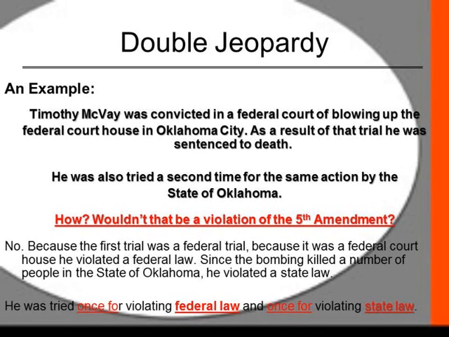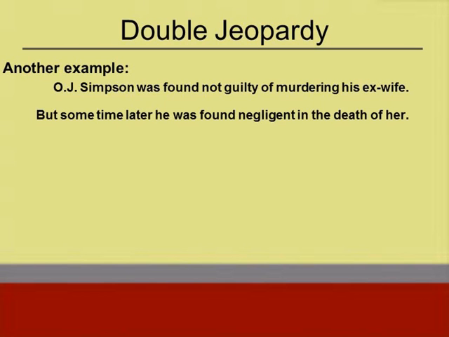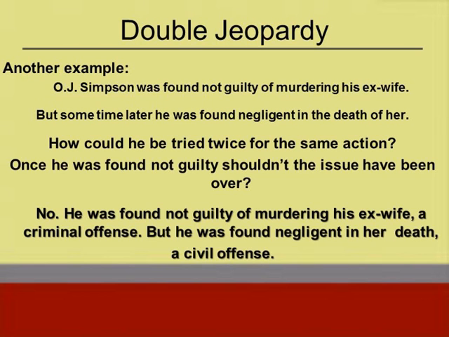Another example is O.J. Simpson. O.J. Simpson was found not guilty of murdering his ex-wife, which is a crime. He was found not guilty of the crime of murder, but he was later found negligent in her death, which was in a civil case. He was tried twice for the same action. Let's assume that he cut her throat with a knife.